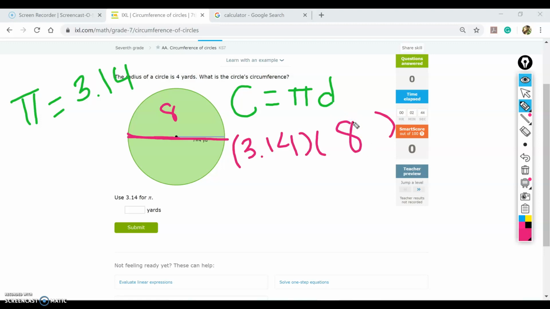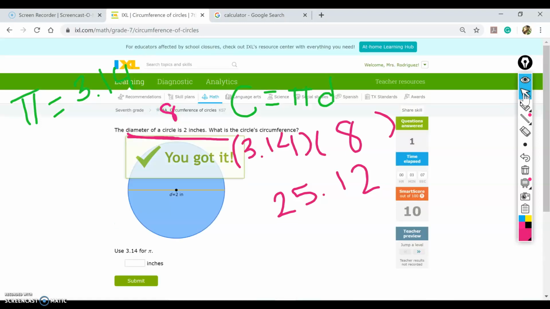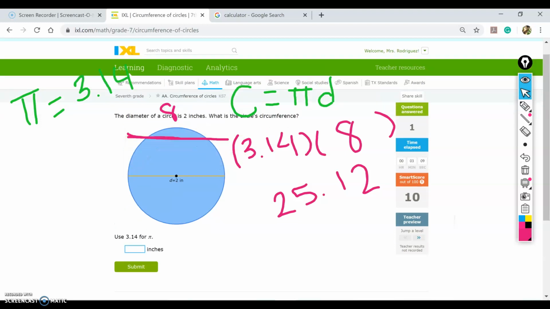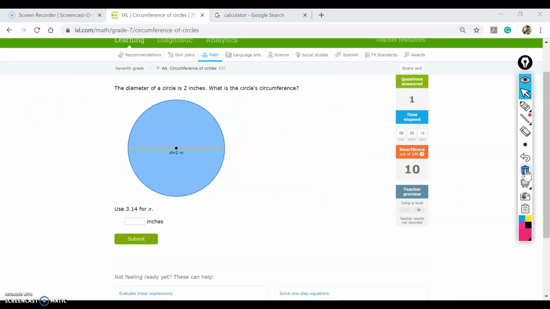So I'm going to use my calculator to multiply that. So it's going to be 8 times 3.14. So 8 times 3.14 is equal to 25.12. They're not asking me to round or anything, so I'm just going to type it exactly like that. So it's going to be 25.12. Let's see if we get it right. And it is correct. Now let's do 3 or more problems.